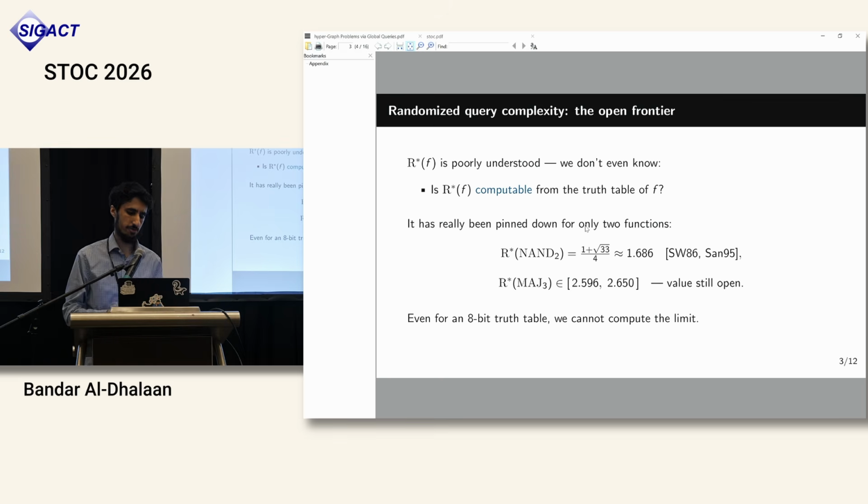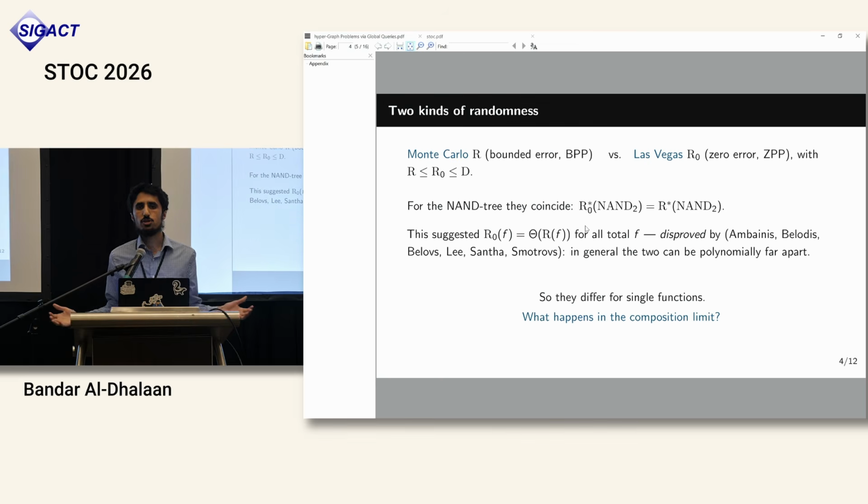And I just want to really stress, even for an 8-bit truth table, we're not able to compute R star of f. Now, our result concerns this key distinction between these two notions of randomness. The bounded error notion, where an algorithm can be wrong less than 1/2 of the time. As long as it's less than 1/2, we can always amplify down the error. And the Las Vegas notion, where the algorithm is always correct, but we measure its cost in the expected case. Now, classically, Monte Carlo is at most Las Vegas, is at most deterministic, but what about the other way around?